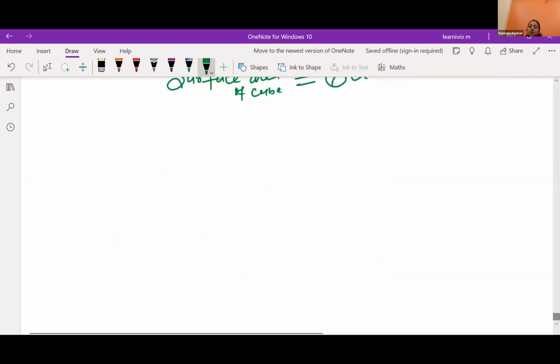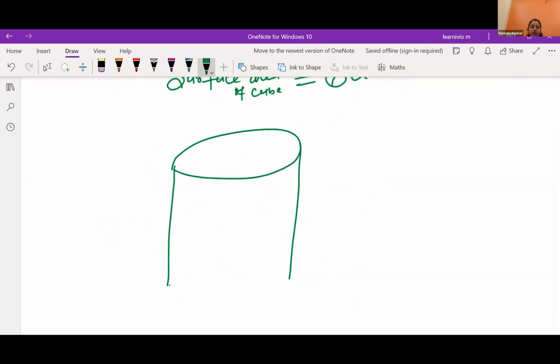Now our shapes, cylinder, which we have in our syllabus. Cylinder is there, right? Yes, ma'am. Certainly. Cylinder is there and cone is there. And a sphere is there. Sphere, hemisphere is there. Okay, so cylinder.